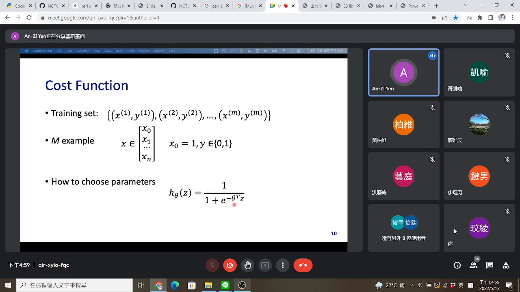If our correct answer y is 0, then the cost function will be 0 if our hypothesis function also outputs 0. If our hypothesis approaches 1, then the cost function will approach infinity. On the other hand, if our correct answer y is 1, then the cost function will be 0 if our hypothesis function outputs 1. If our hypothesis approaches 0, then the cost function will approach infinity.